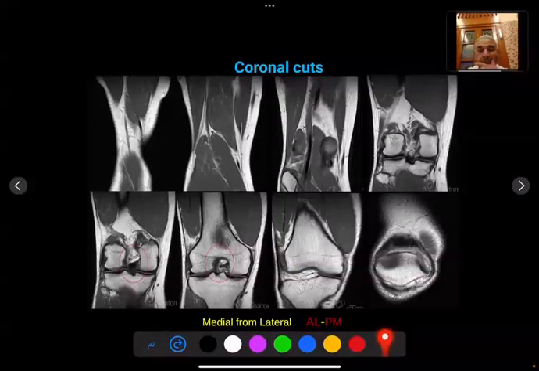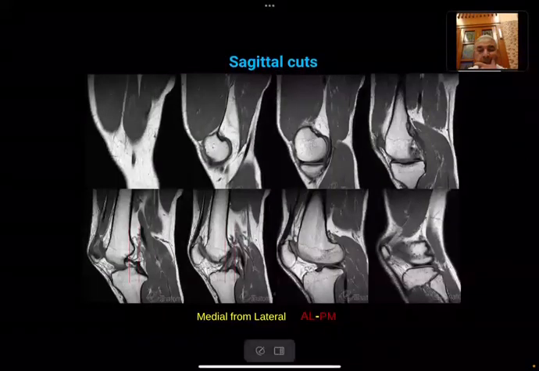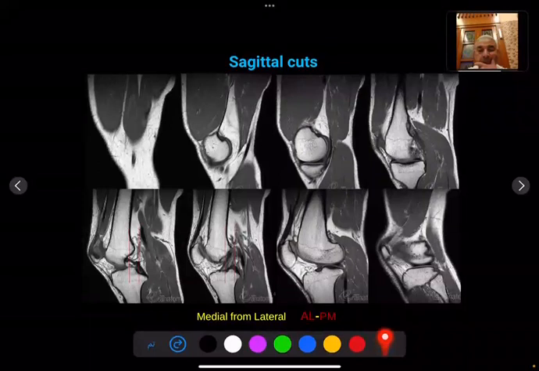And this is also a coronal image, from anterolateral to posteromedial. This is from the anterolateral. This is the hamstring muscle. Here starts to appear the intercondylar notch with the posterior cruciate ligament, and this is the posterior. This is the intercondylar notch anteriorly with the anterior cruciate ligament, and this is the root attachment of the medial meniscus, and this is the patella.